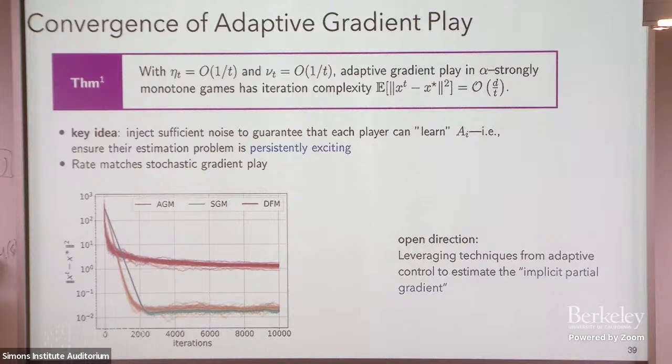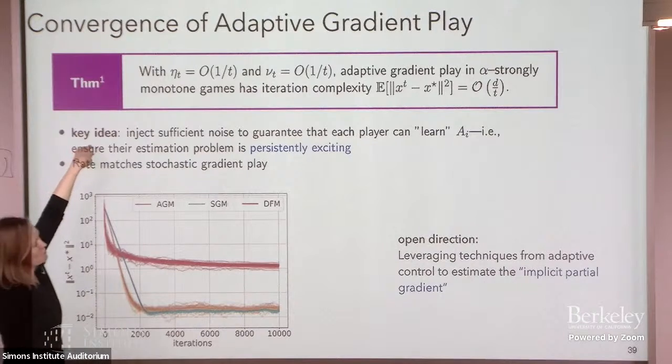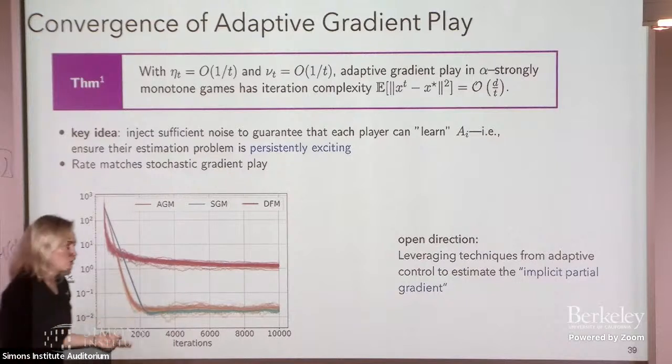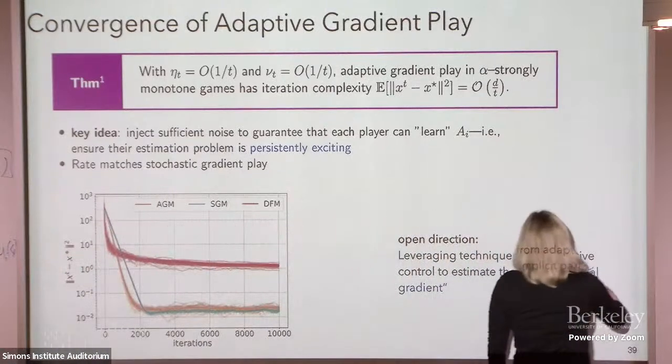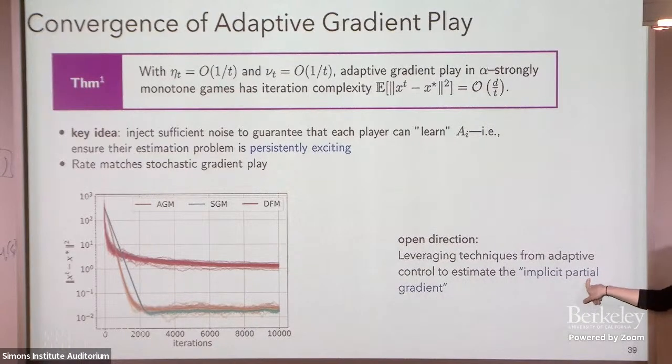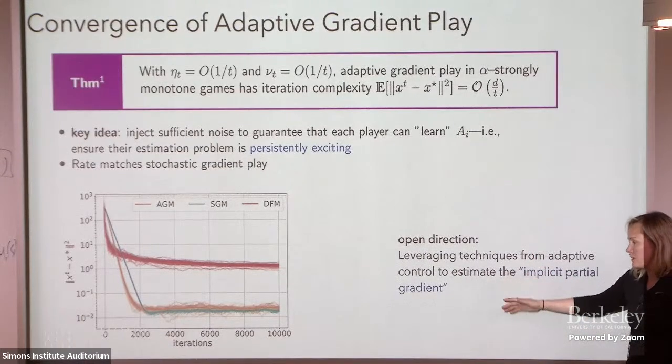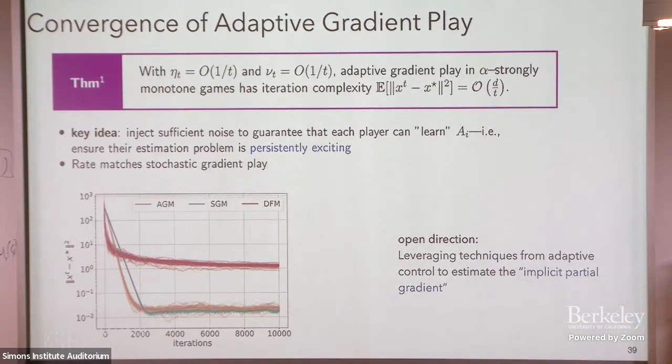So the key idea here is similar to what we see in adaptive control: we want our estimation problem to be persistently exciting, so we inject noise appropriately to achieve that. An interesting open direction is to think about estimating that implicit partial gradient using techniques from adaptive control. For example, it's known there that certain classes of functions already have these persistence of excitation properties, like radial basis functions. And so an interesting direction is to try to have more general descriptions of our decision-dependent distribution that already have the nice properties that ensure that we can estimate them.